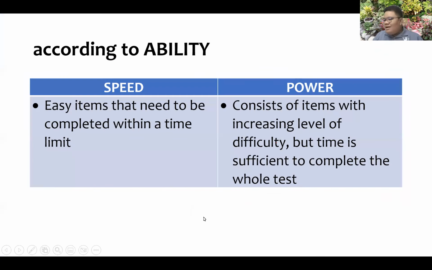Okay, now let's have more types of assessment. So according to ability, guys, your assessment could be classified as speed or power. Pag sinabi kong speed, these are easy items that need to be completed within a time frame.